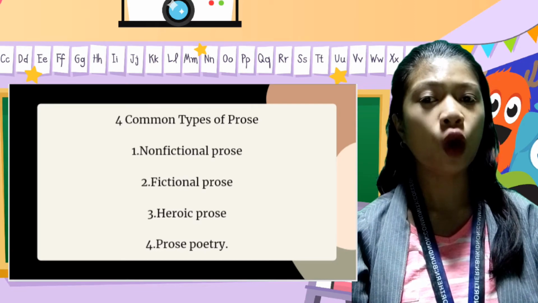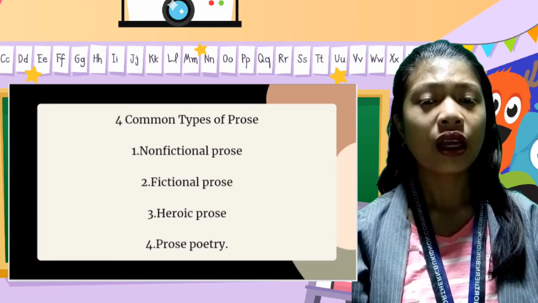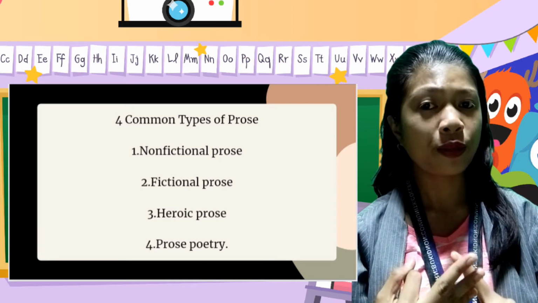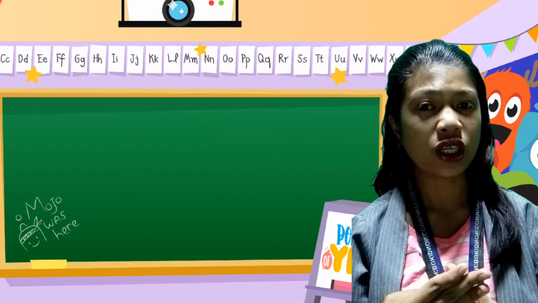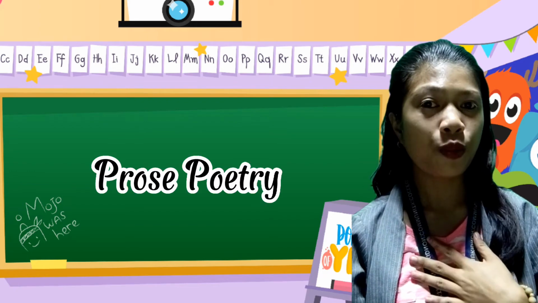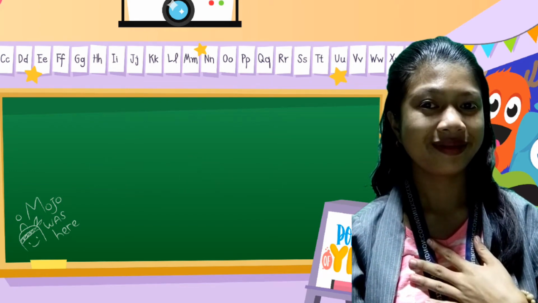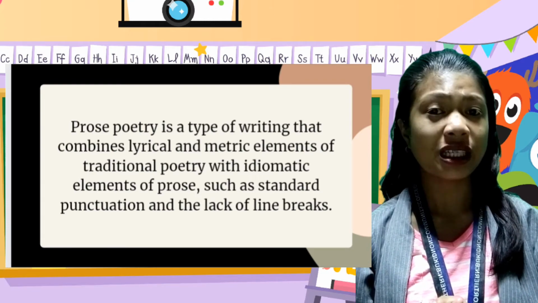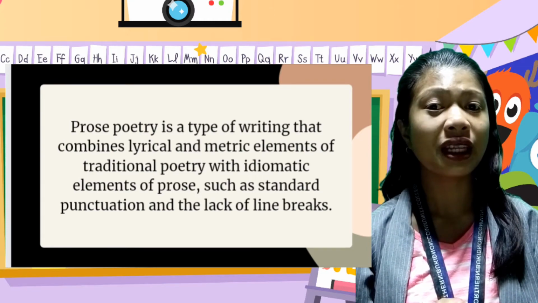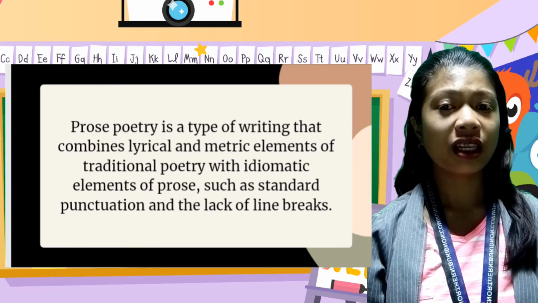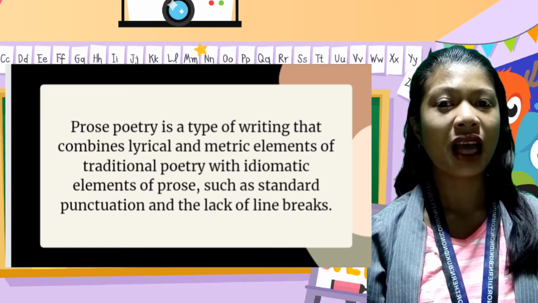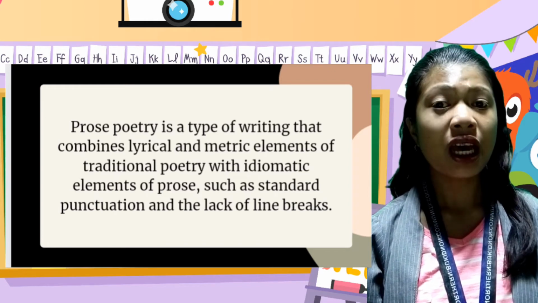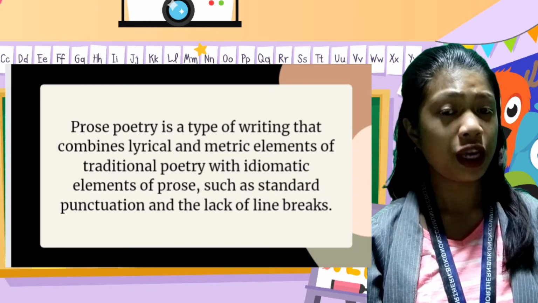We have four common types of prose: the non-fictional prose, fictional prose, heroic prose, and prose poetry. But I chose prose poetry. Prose poetry is a type of writing that combines lyrical and metric elements of traditional poetry with idiomatic elements of prose, such as standard punctuation and the lack of line breaks.